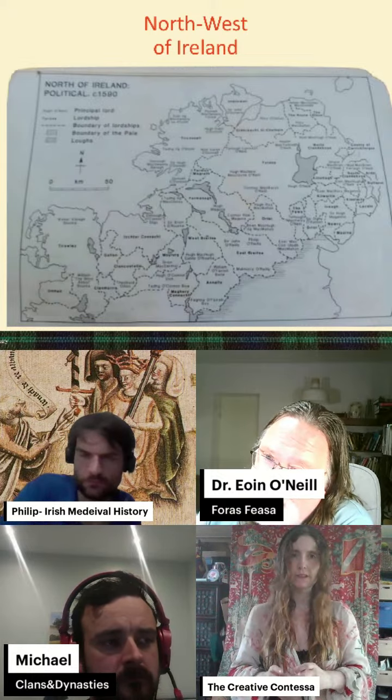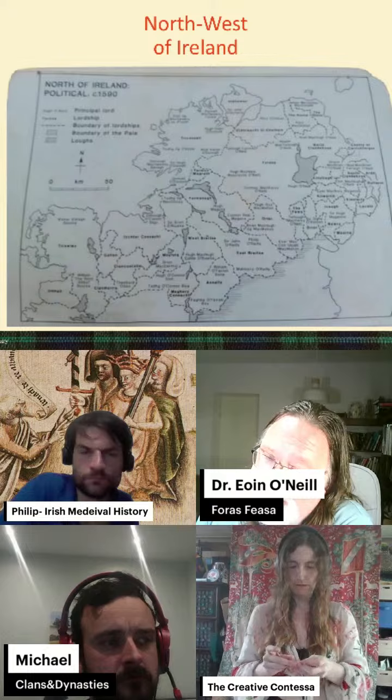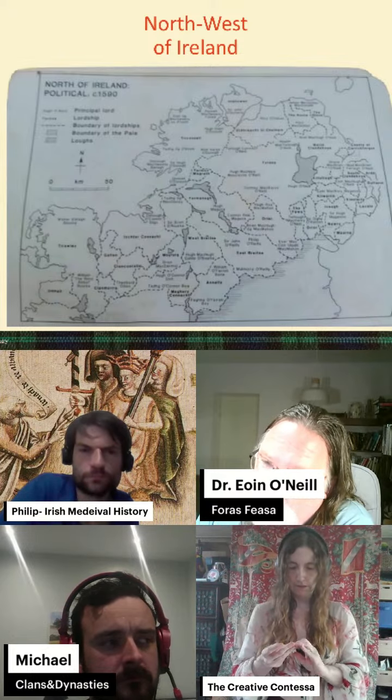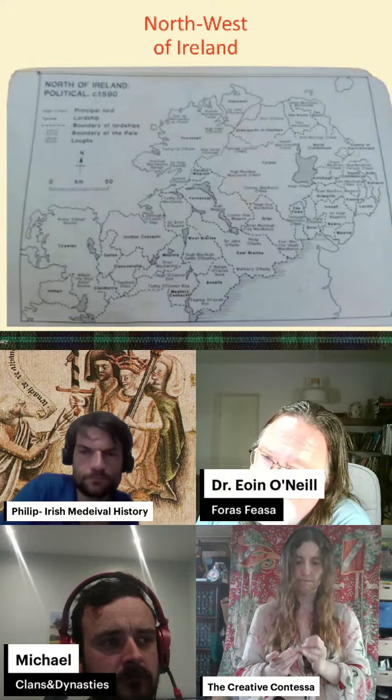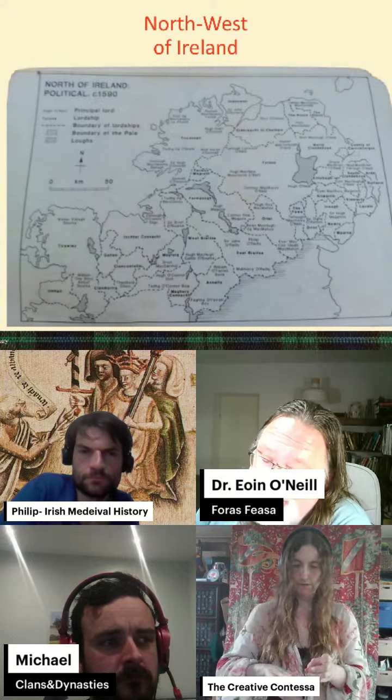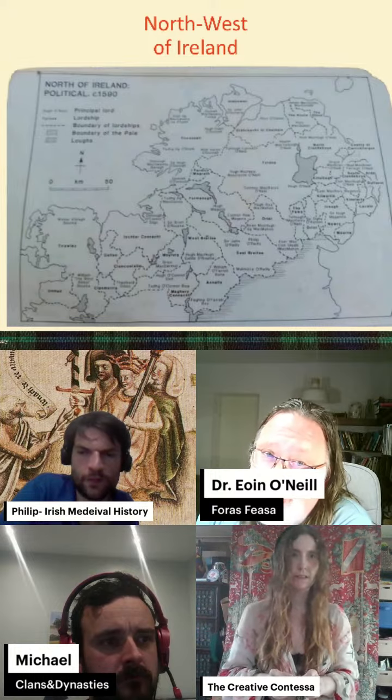So it's an extremely dynamic and flexible system. There was no frozen clan territory. 50 years before that, there would have been quite a few differences, and then 10 years later, it all changed because of the defeat at Kinsale.